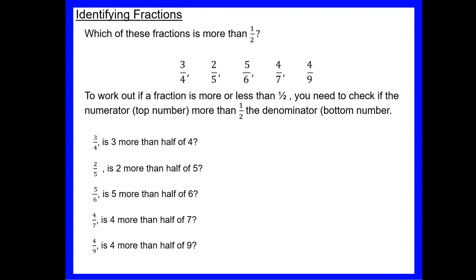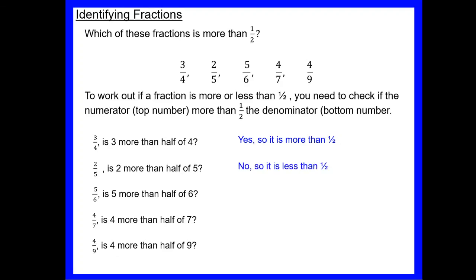So let's start with the first one, 3/4. To check, we need to see if the top number 3, the numerator, is more than half of the denominator 4. Half of 4 is 2, 3 is more than 2, so our answer is yes, it's more than a half. Our second one, 2/5. We need to know if 2 is more than half of 5. So we half the 5, that's 2.5. Is 2 more than 2.5? No. So it must be less than a half.